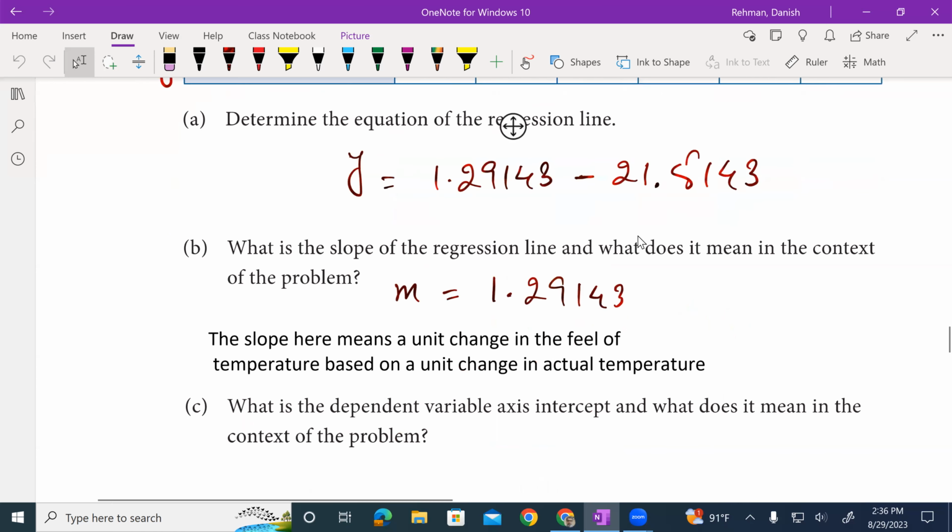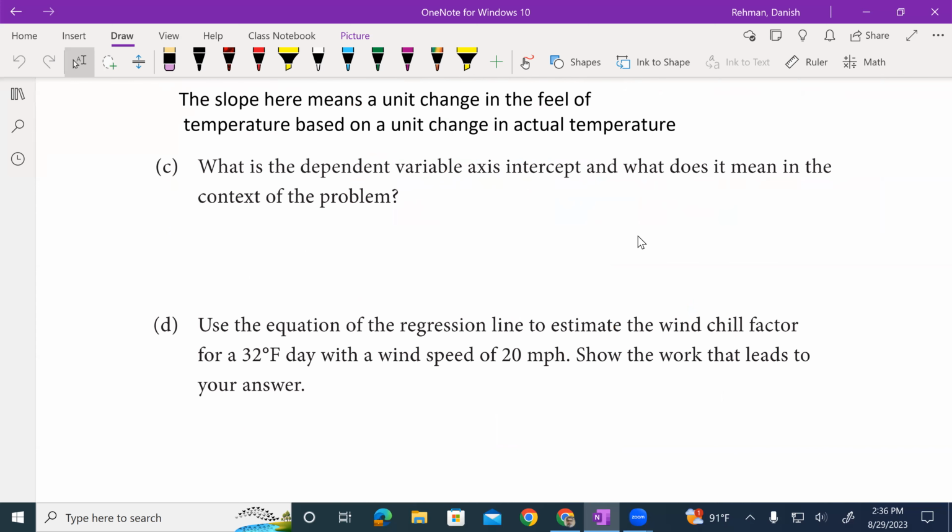Okay. Now, question: what is the dependent variable? The dependent variable over here is the field, or the chill factor. The chill factor temperature. Got it?